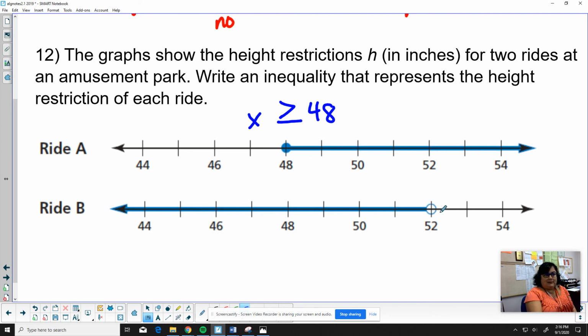And on ride B, this must be a little kid's ride because we've got X and 52. 52 inches is the cutoff. It does not include 52 because it's open. And to the left, it's smaller is shaded, so it's less than. So those are my 2 inequalities.